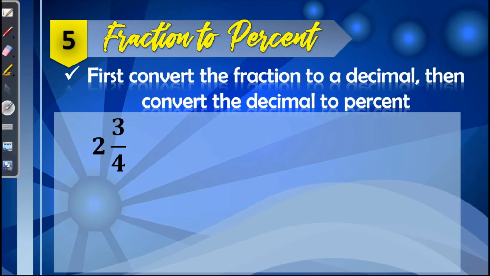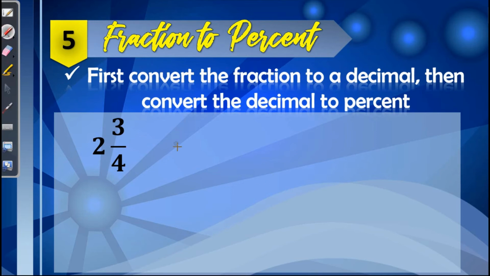Fifth conversion, we have fraction to percent. To do this, we have to first convert the fraction to a decimal, then convert the decimal to percent. As you can see here, we have 2 and 3/4.